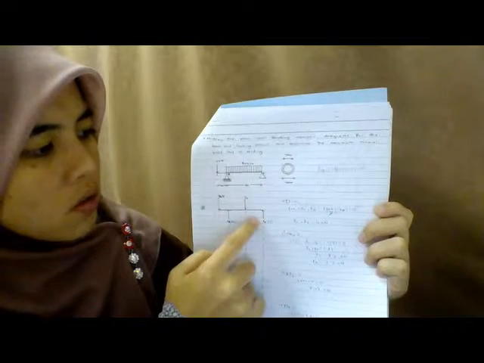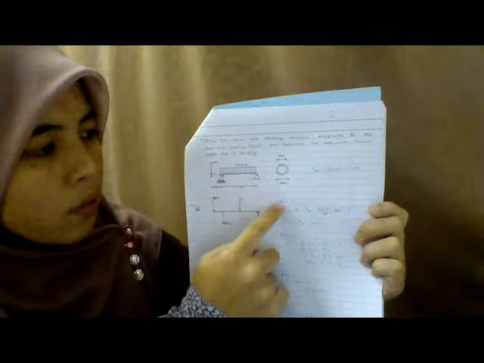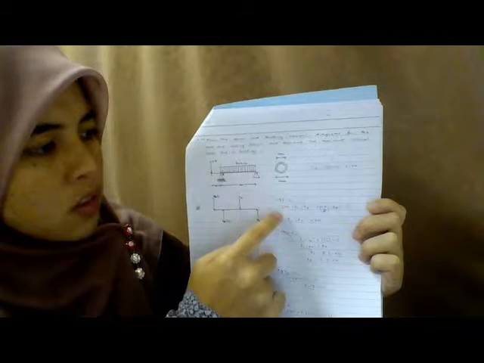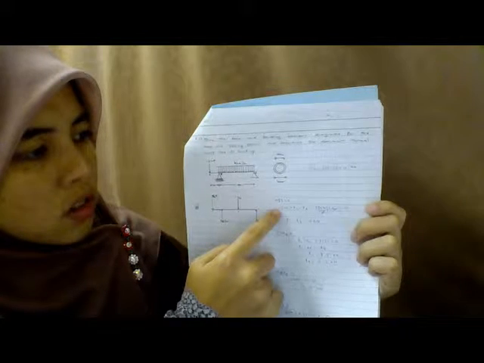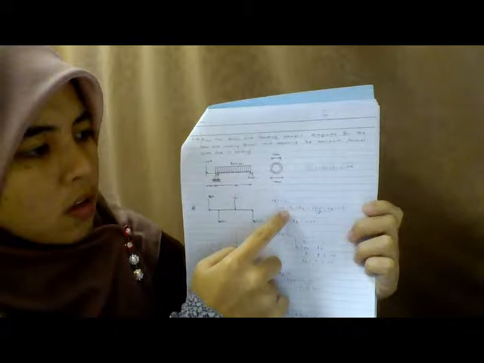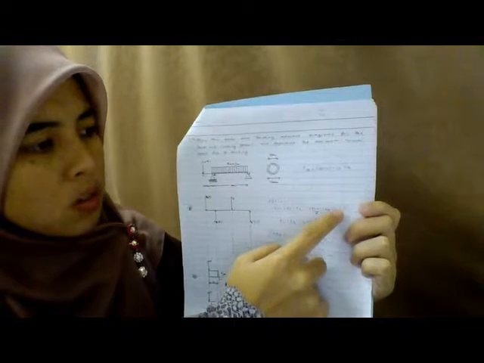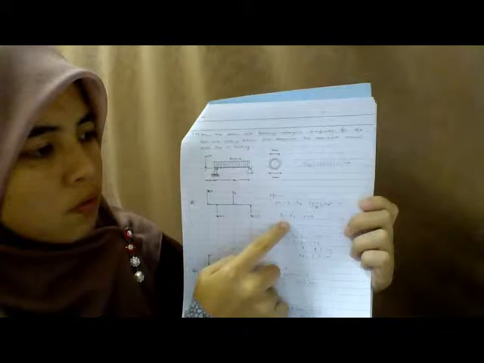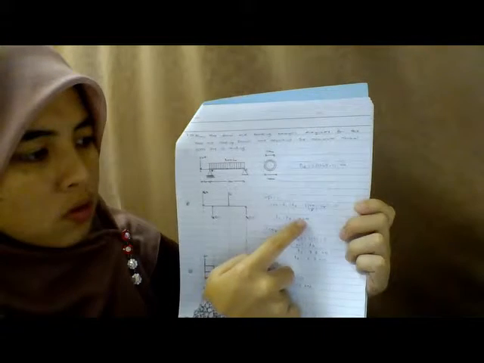So we can get the value of RC and RB by using the summation of F equal to 0. Then we just put it into the equation: negative 2 kN plus RC plus RB minus 12 kN equal to 0. Then we can get the first equation, RC plus RB equal to 14 kN.